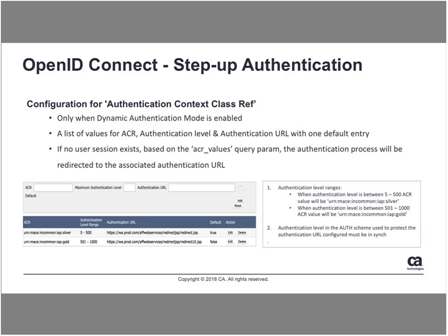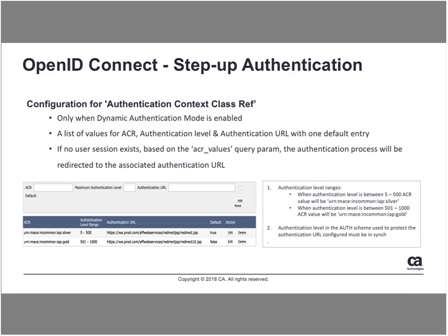In this example configuration, 2 ACRs are defined with authentication level ranges between 5 and 500, and 501 and 2000, with 2 different authentication URLs. One is redirect.jsp and the other one is redirect10.jsp. But one authentication context URL is considered as a default. So all these configurations can be done in the OIDC provider section.